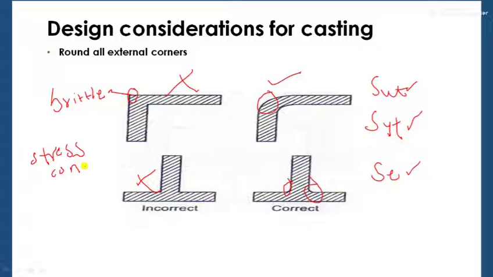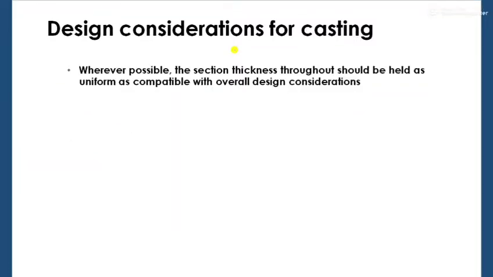So the stress concentration means what? At some point or some part of the particular component the stress is concentrated, and which will fail under the loading condition. So the stress concentration will also reduce if you are rounding all the external corners. I hope it is clear to all of you.